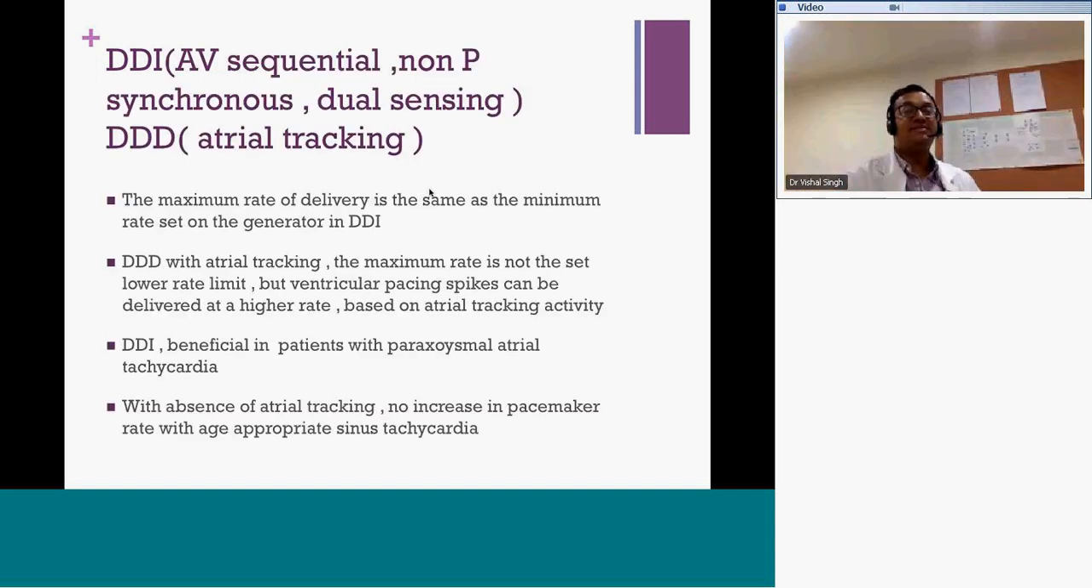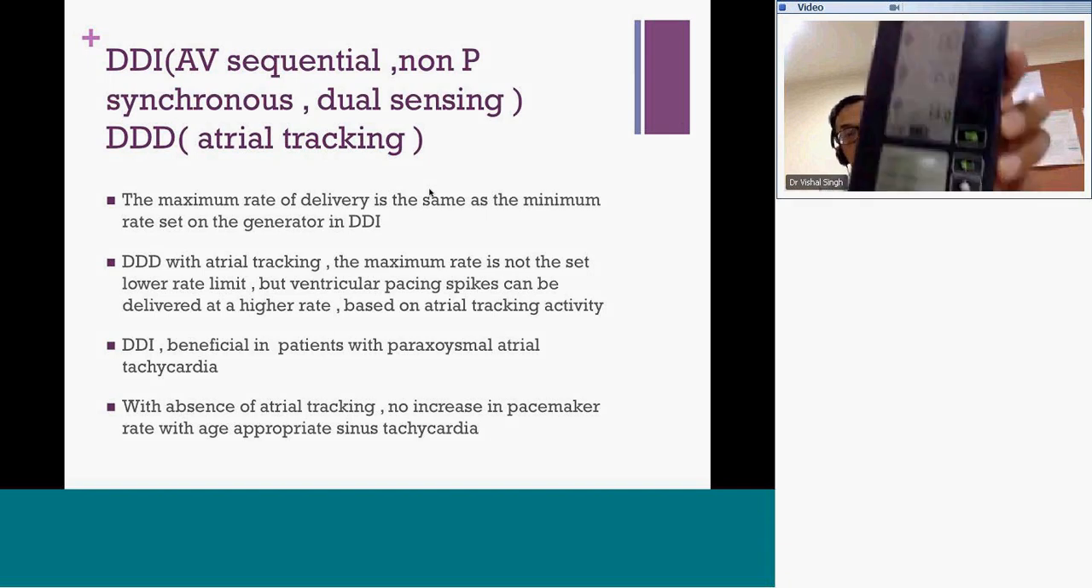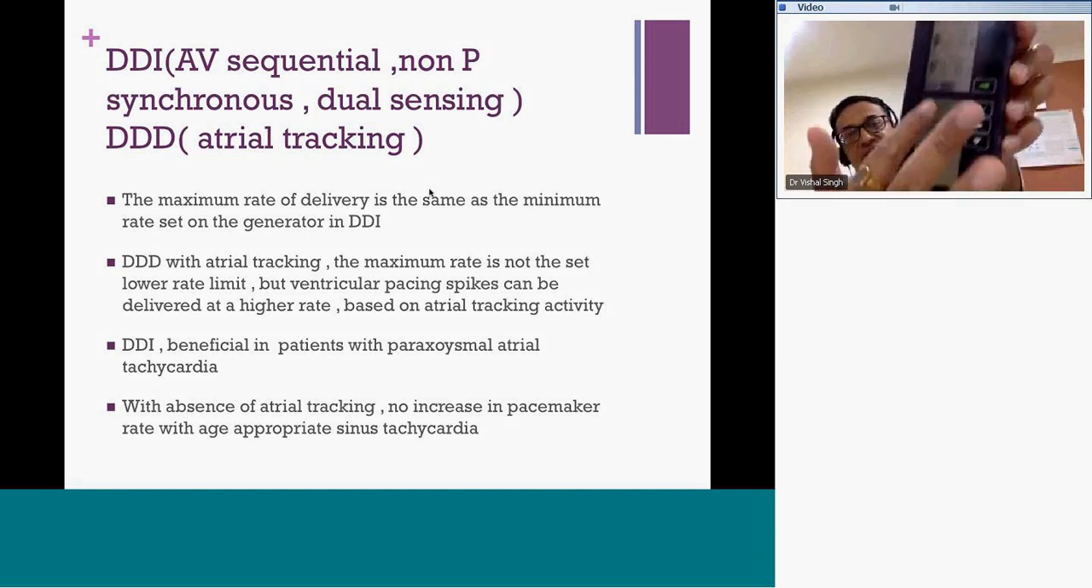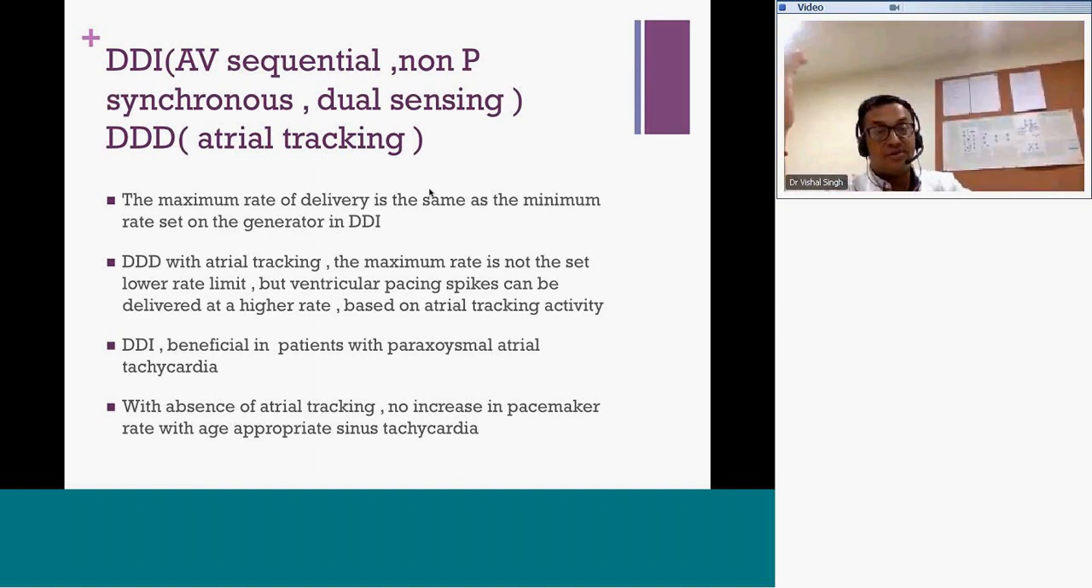DDI is sequential non-P-synchronous dual sensing, while DDD is with atrial tracking. So in DDI, the P wave is not synchronized and P wave tracking is not happening, whereas in DDD, atrial tracking is happening. Now I'll show you where this atrial tracking is in this pacemaker. If you look at it carefully, you have atrial sensitivity, ventricular sensitivity, AV interval, upper rate, and PVARP, the post-ventricular atrial refractory period, and there is atrial tracking, which is on. This is there with all of you. You can have a look in this panel, and you'll get the answer when you set it on dual chamber mode with DDI, or DDD.